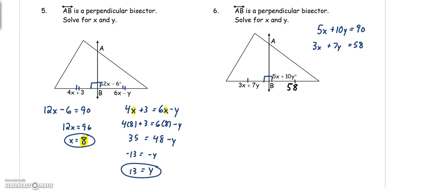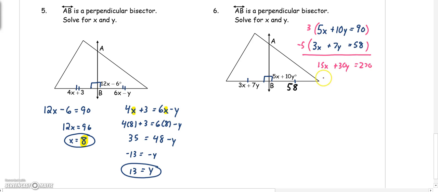So I'm going to use elimination. I need to multiply both my equations. So I'm going to eliminate x. So I multiply my first equation by 3, my second equation by negative 5. So we get 15x plus 30y is equal to 270, and negative 15x minus 35y is equal to negative 290.